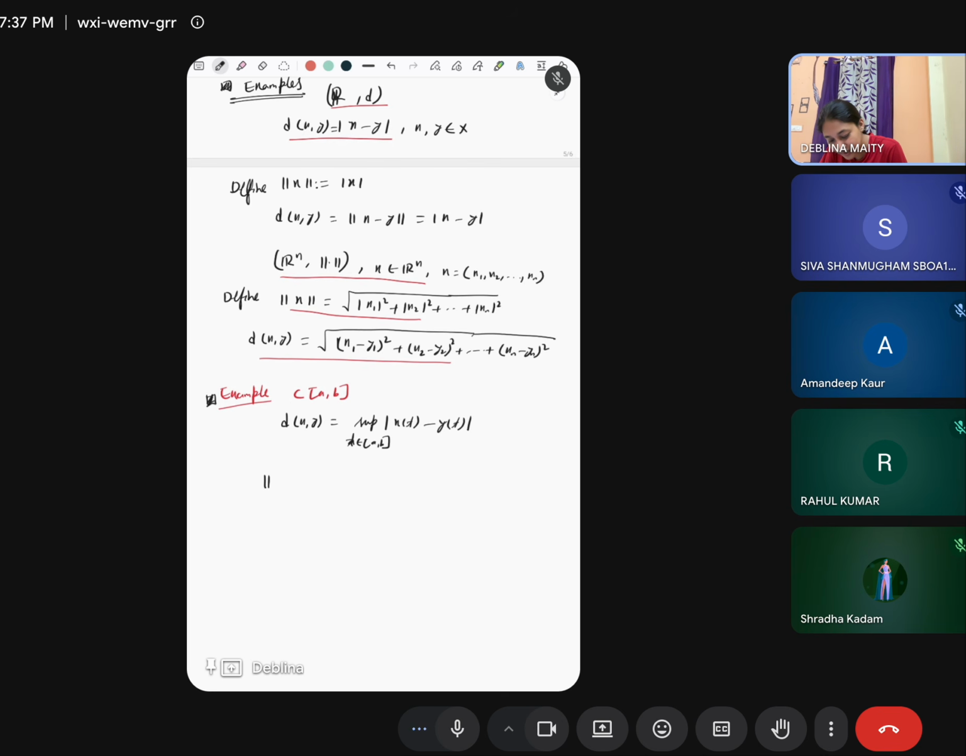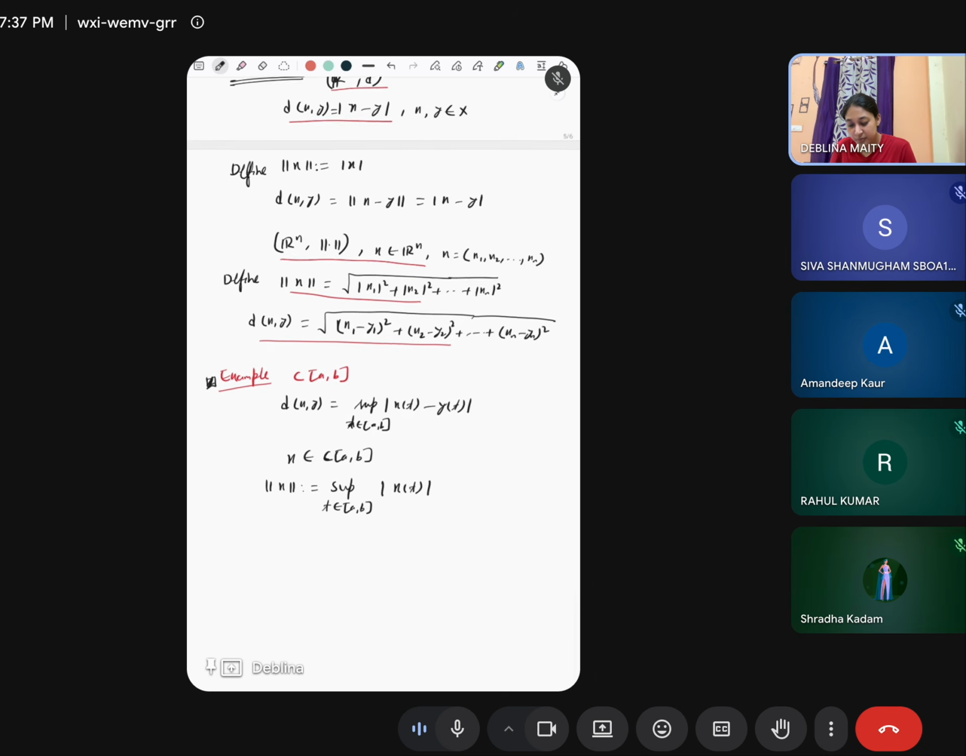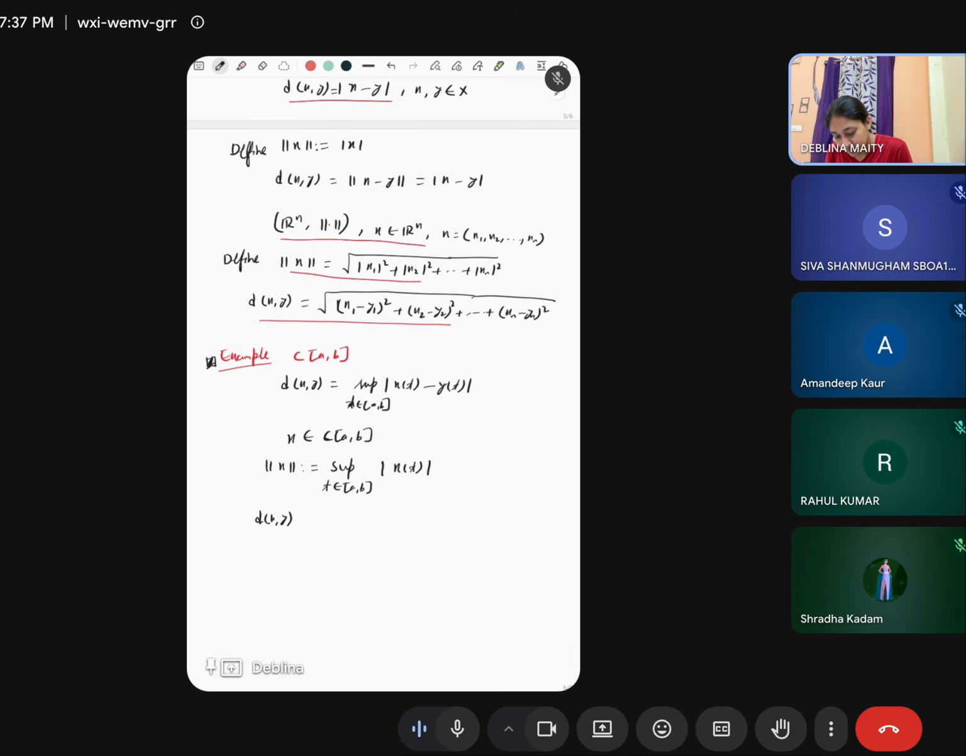Suppose x belongs to C[a, b]. This means x is a function, a continuous mapping. So the norm of x I am defining by the supremum over t belongs to [a, b] of mod of x(t). If we define this norm, then this d(x, y) will be the metric induced from this norm. You see that d(x, y) is the norm of x minus y, which is equal to the supremum of mod x(t) minus y(t).